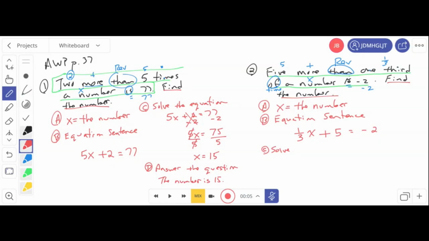Step 5 is undo addition or subtraction. The 1/3 is being multiplied by x. The 5 is being added. So I need to undo addition or subtraction. These add out. I'm left with 1/3 x equals -7. Then we need to remember something. When we have a fraction in front of a variable, first of all, that means we're multiplying. Second of all, the variable can jump to the top. So this is really x over 3 equals -7.